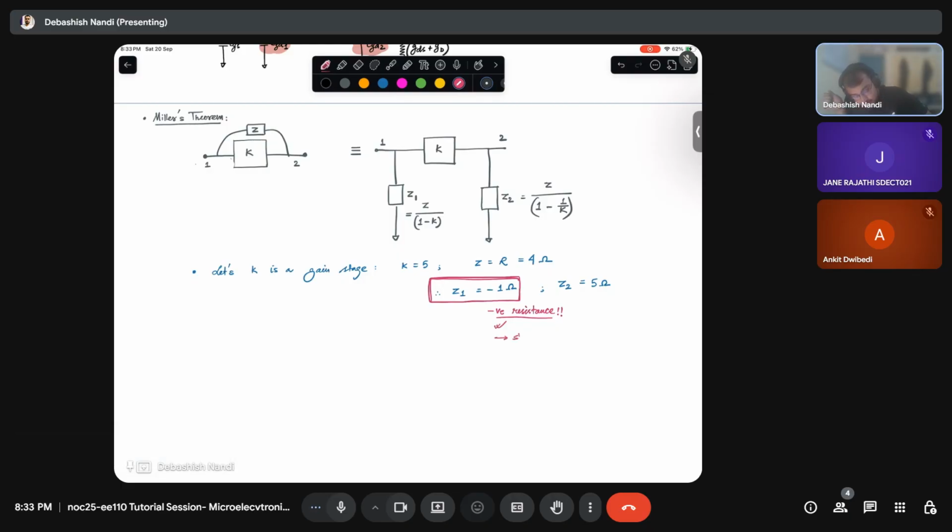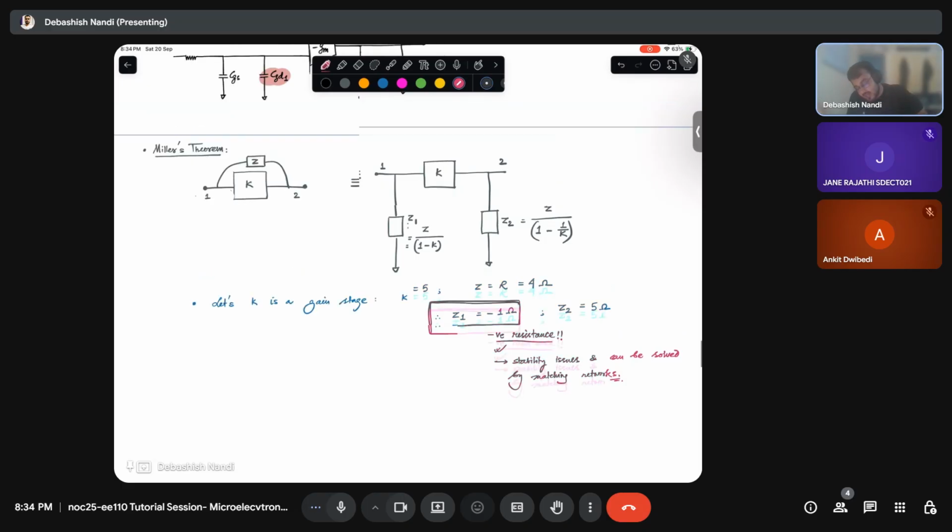This creates stability issues and can be solved by matching networks, or impedance matching networks. So this is just a heads up. Any time you see some negative impedance, don't just get worried. You have to think that it may come from the Miller effect if the stage is a gain stage. Fine. So you have to have a gain stage, meaning your input and output has to be amplified somehow.